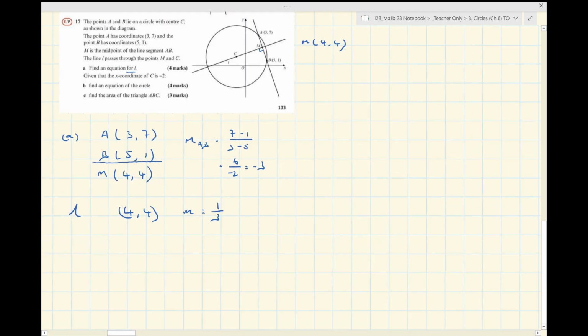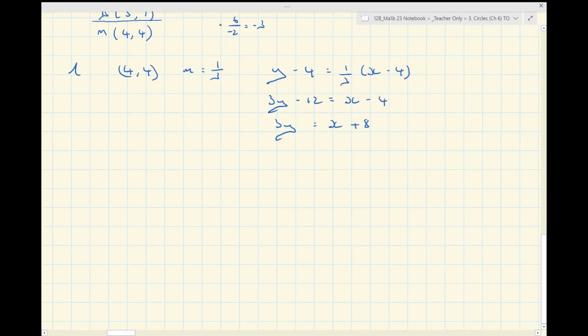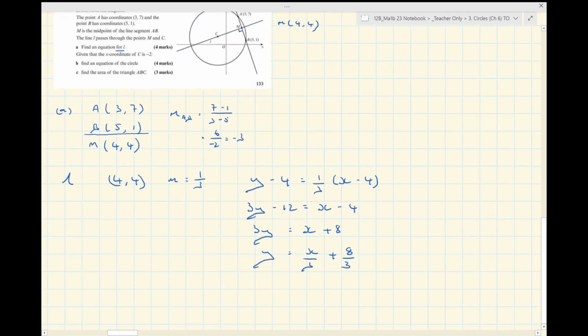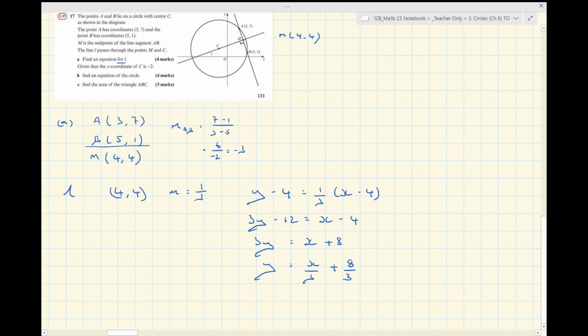So I can find that line now. The equation of L by doing y minus 4 equals 1/3 of x minus 4, which is going to be 3y minus 12 equals x minus 4. 3y equals x plus 8. y equals x over 3 plus 8 over 3. And that is the equation for the line L.